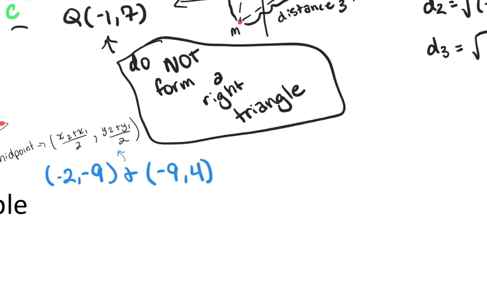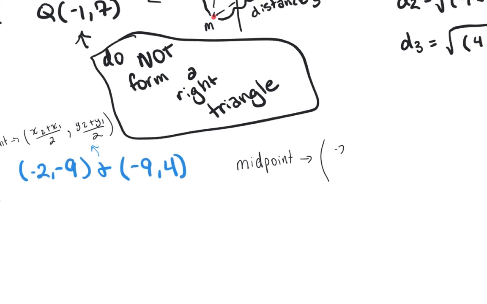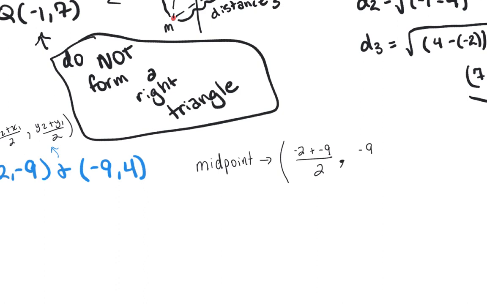So our midpoint will be the average of our two x's, so -2 plus -9 over 2, right? Because there's only 2 points, so that's the average. And our y will be the average of our two y's, -9 plus 4 over 2. So that means that our midpoint is the point (-11/2, -5/2).